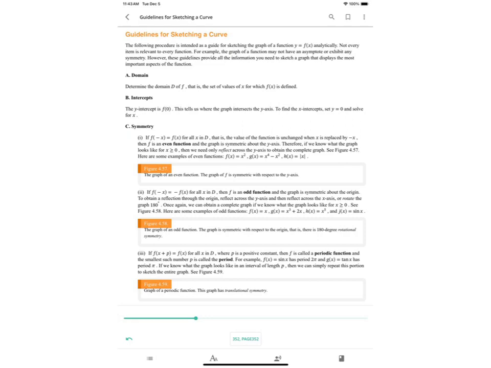Let's see if they wrote the rule right here. Yeah: f of negative x equals negative f of x. That's an odd function. For an even function, f of negative x equals f of x. It's going to be the same on both sides.